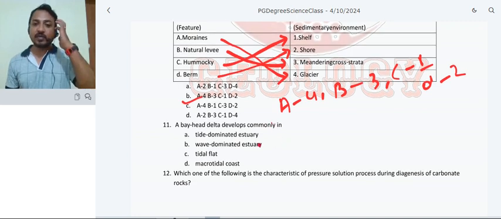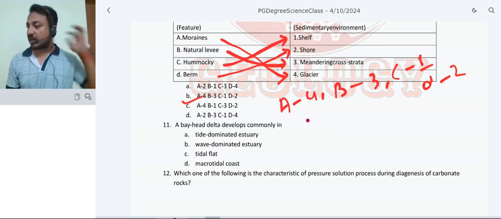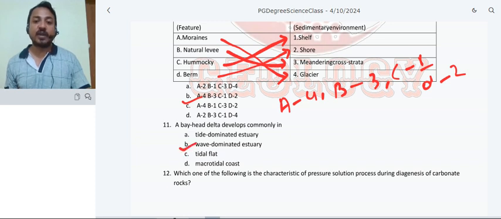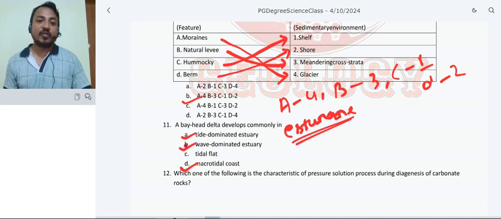A bayhead delta develops commonly in which setting? A bayhead delta is a type of delta. Remember, it is mostly dominant in a wave-dominated estuary. In a tide-dominated estuary, which is same as macrotidal coast, you will find estuarine deltas, like our Ganga Brahmaputra delta. So bayhead delta is produced in a wave-dominated estuary. The answer will be wave-dominated estuary.